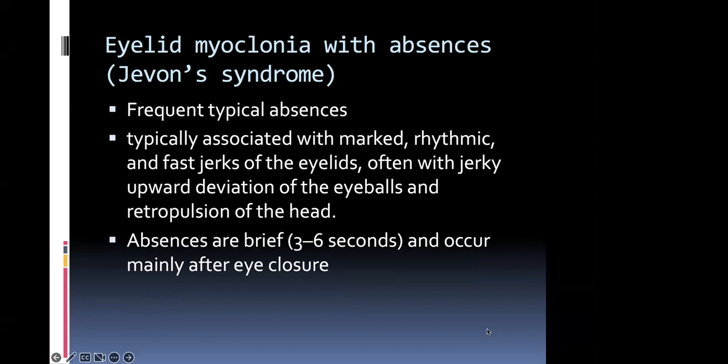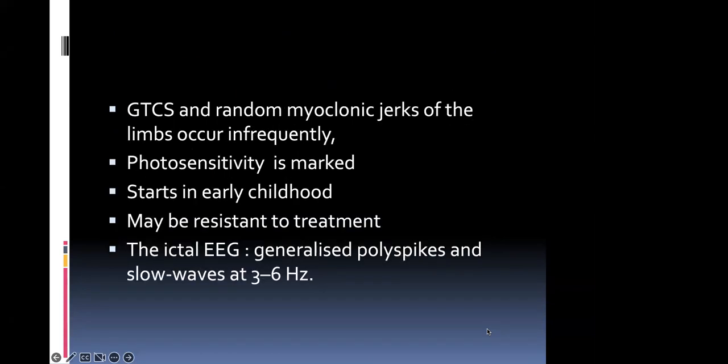Like if the child has Jeavons syndrome, and you turn the light around 360 degrees, for example, the child's head also rotates along with the light. That is the kind of photosensitivity they have. They have absences, GTCS and myoclonic jerks. Valproate is the drug of choice.